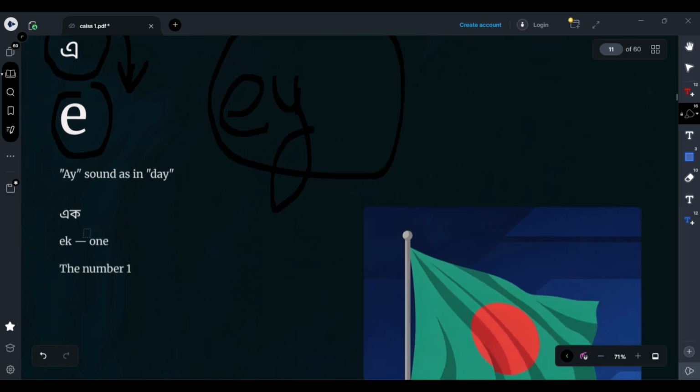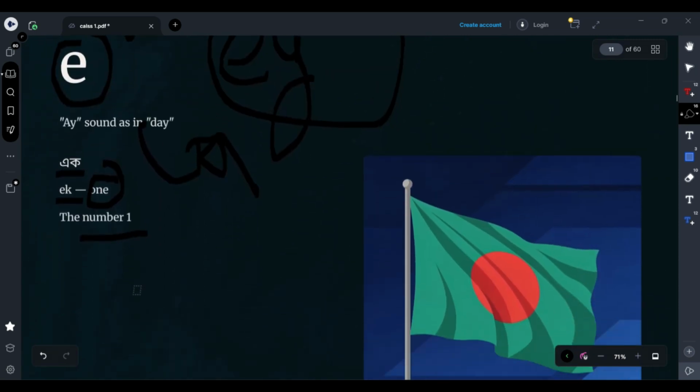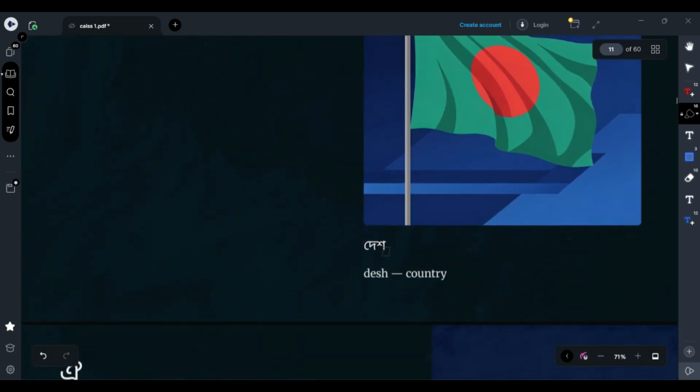And here is given the example: ek. Ek means one. We can call it ek. This is A and it is called ek. It means one. And this is the number. So here is given just one example, and the second one is desh.